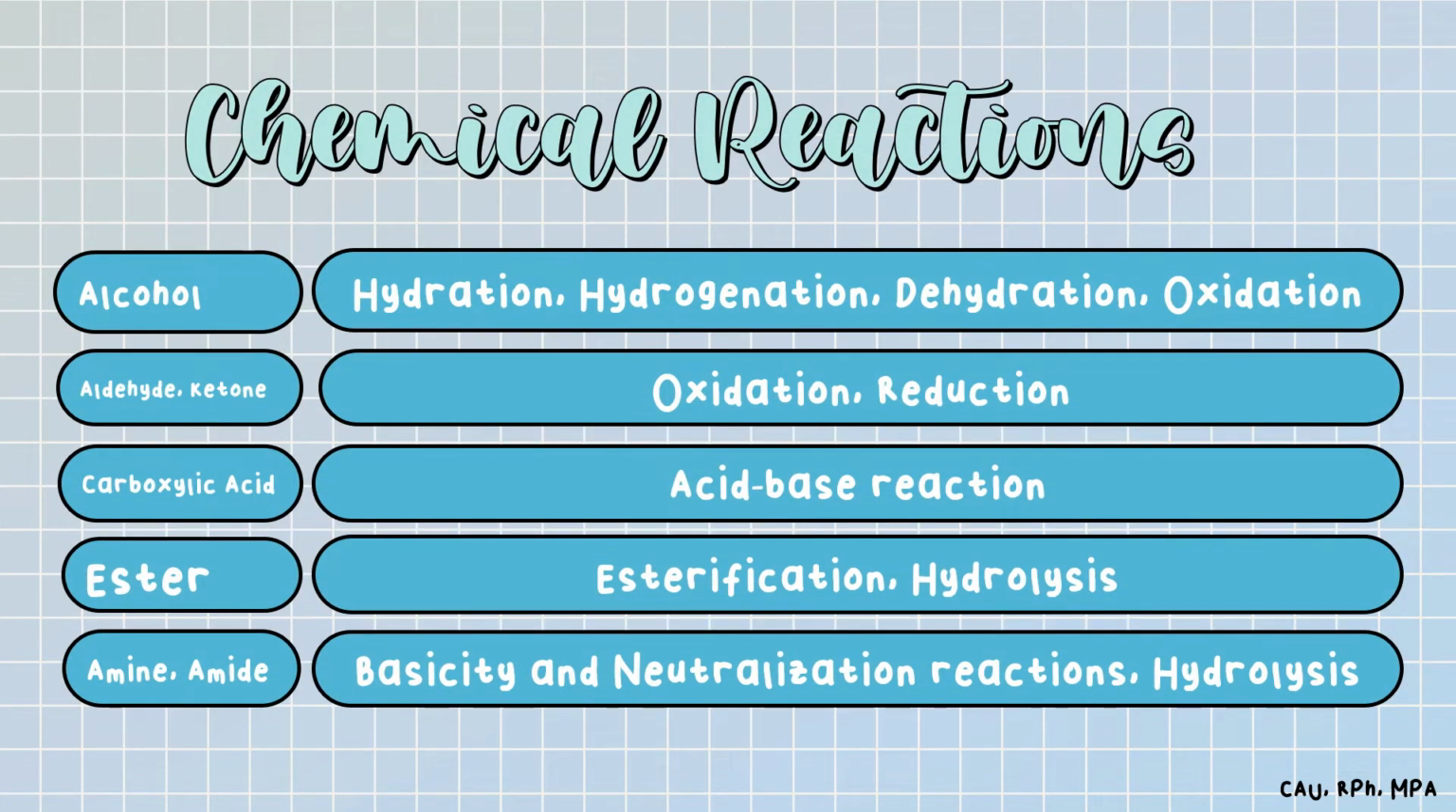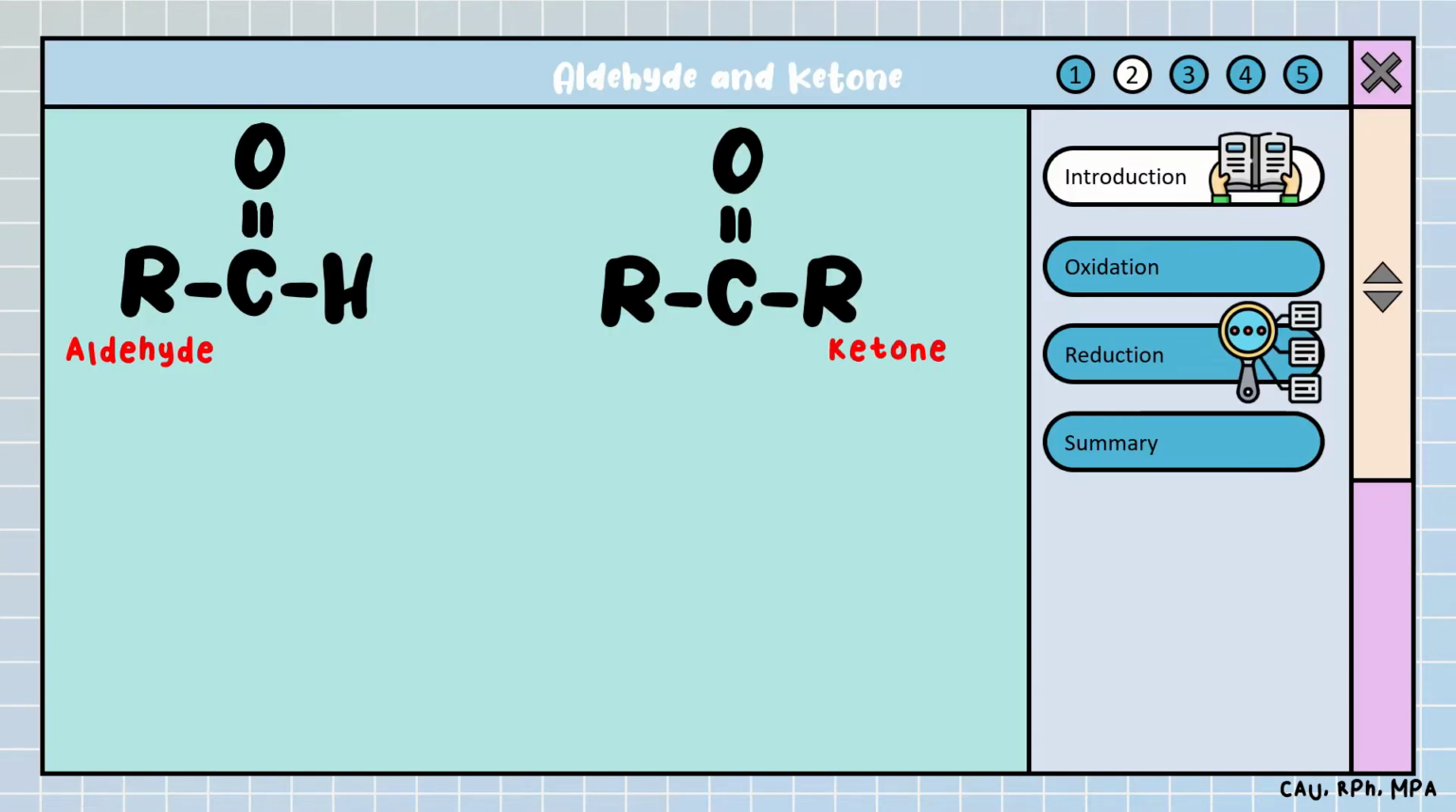In continuation to our discussion on chemical reactions, let's proceed now to the aldehyde and ketone. Aldehyde and ketone chemical reactions focus on two main reactions, oxidation and reduction. Aldehydes and ketones have so much in common, and one of them is having the carbonyl group in their structure.